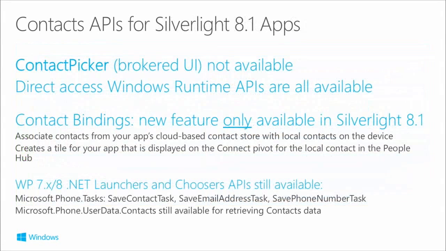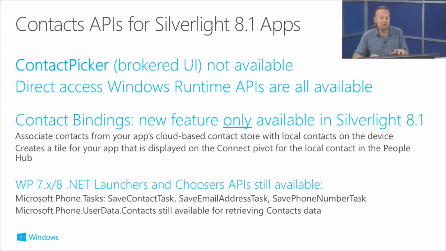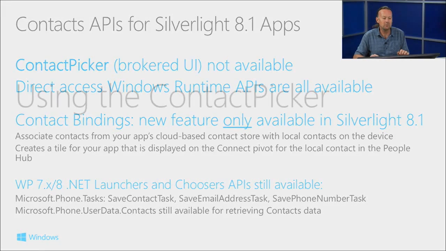For Silverlight 8.1 apps, Contact Picker, the brokered UI, is not available, but the direct access Windows Runtime APIs are all available. Actually, Silverlight apps have a bunch of launchers and choosers still accessible to them, which have been available since Windows Phone 7.x days. They're listed at the bottom, so you can actually get at contact details that way. So both Windows Runtime apps and Silverlight apps have kind of equivalent capabilities, but perhaps not quite the same way.